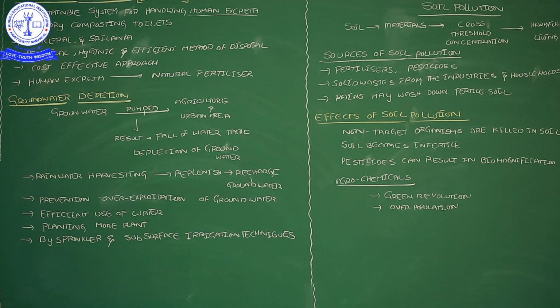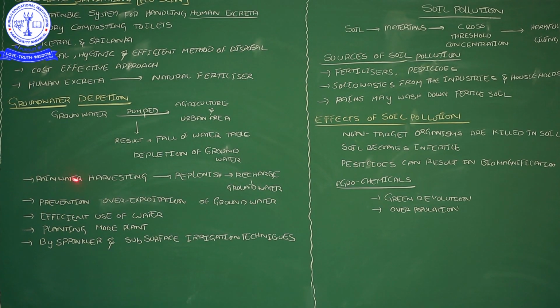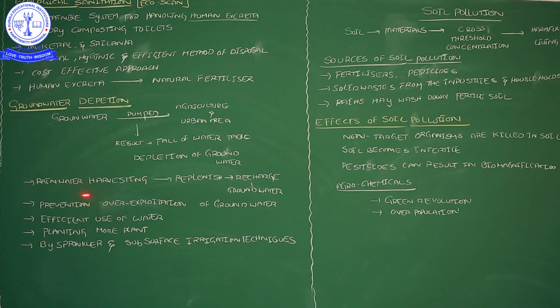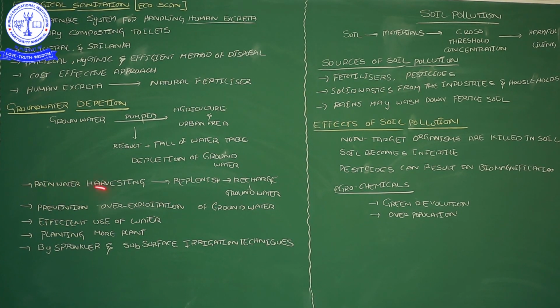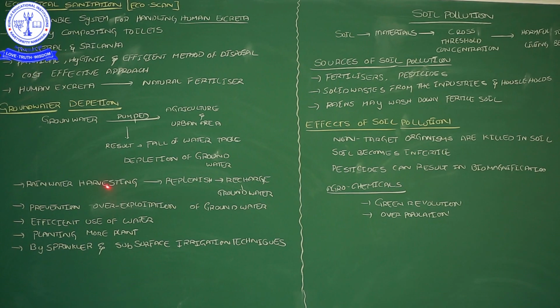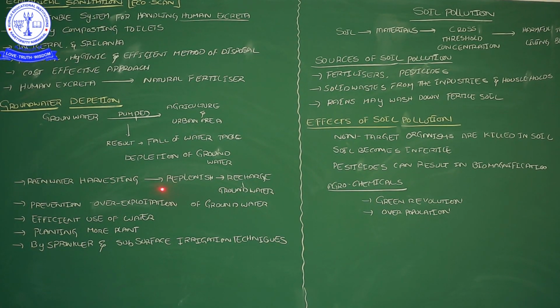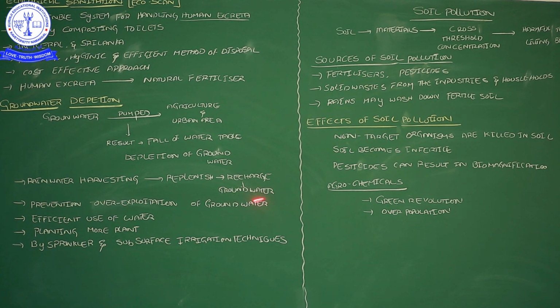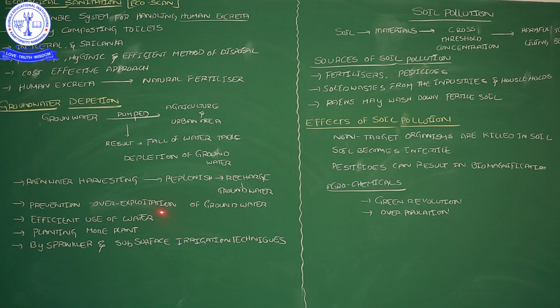We want to do some of the basic things. One is first must be rainwater harvesting method. In 10th standard you studied this, the environmental issues topic. At that time you saw the rainwater harvesting method, water harvesting method, correct? So recall that. It is a replenishment and recharging of the groundwater. Then prevention of over exploitation.